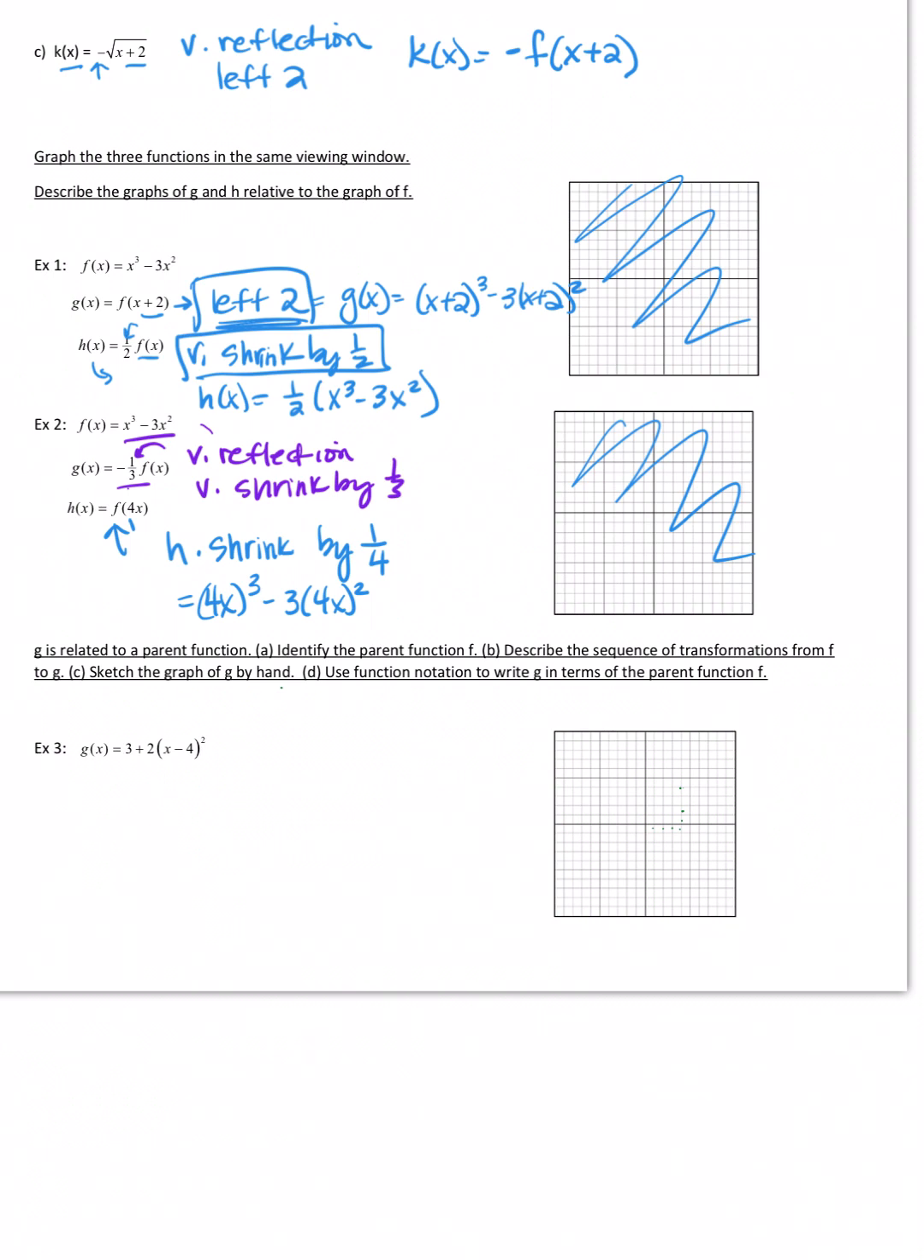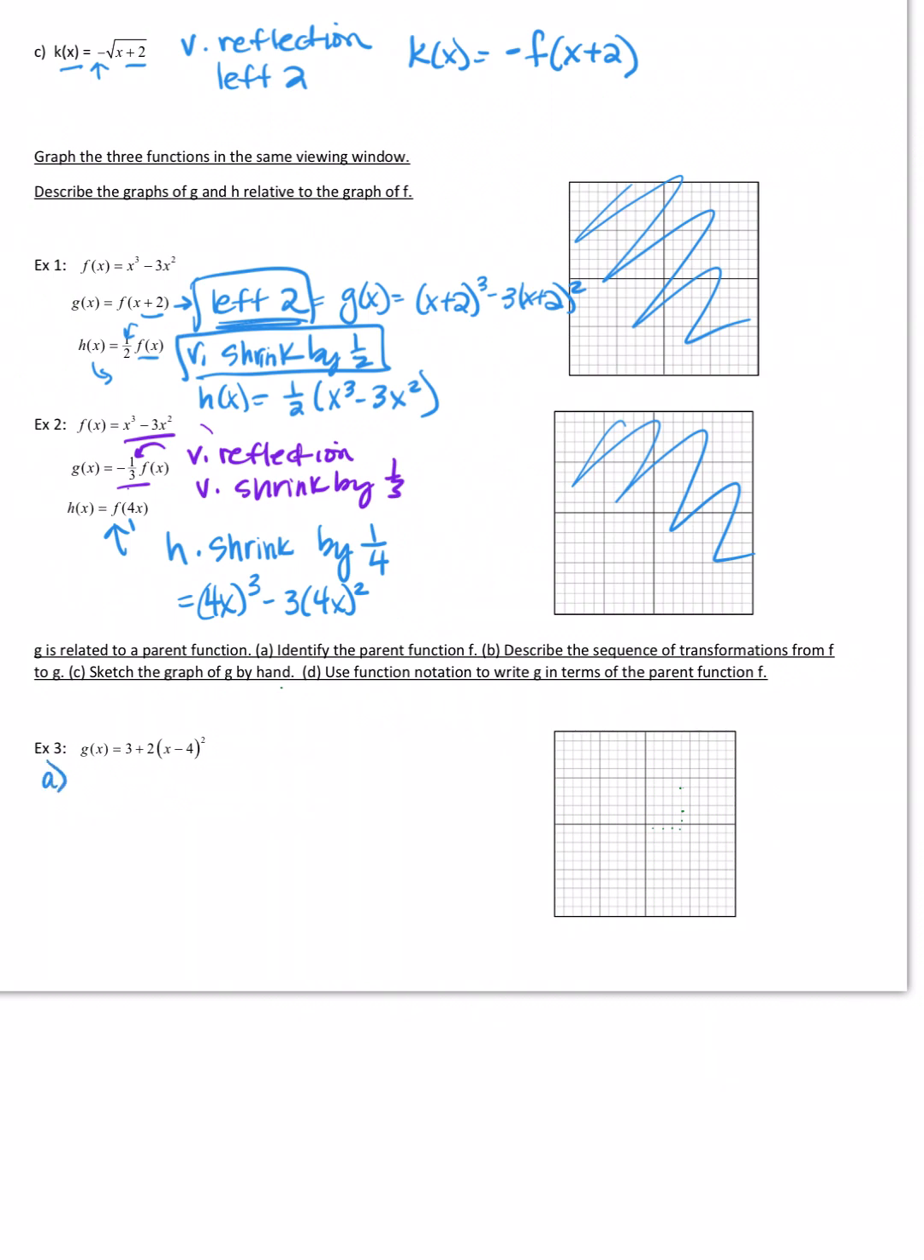All right, example 3. It says g is related to a parent function. A, identify the parent function, B, describe the sequence of transformations to g, C, sketch the graph, and then D, use function notation to write g in terms of the parent function. So let's do it step by step.